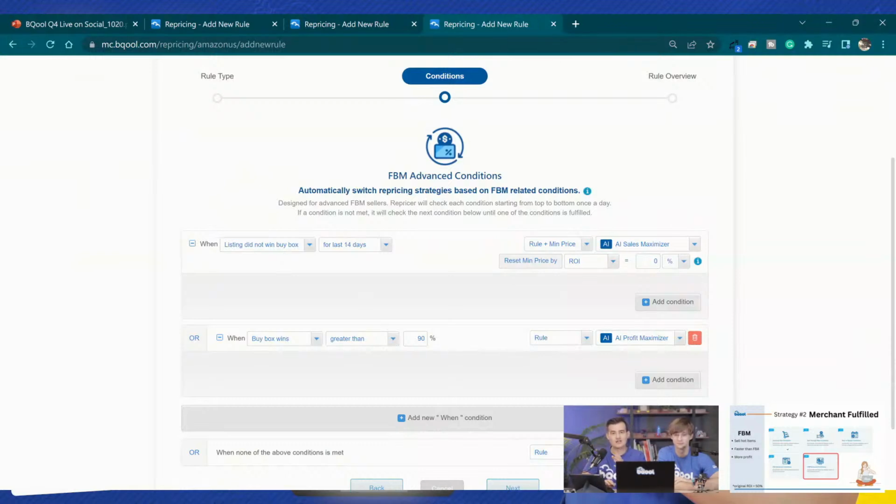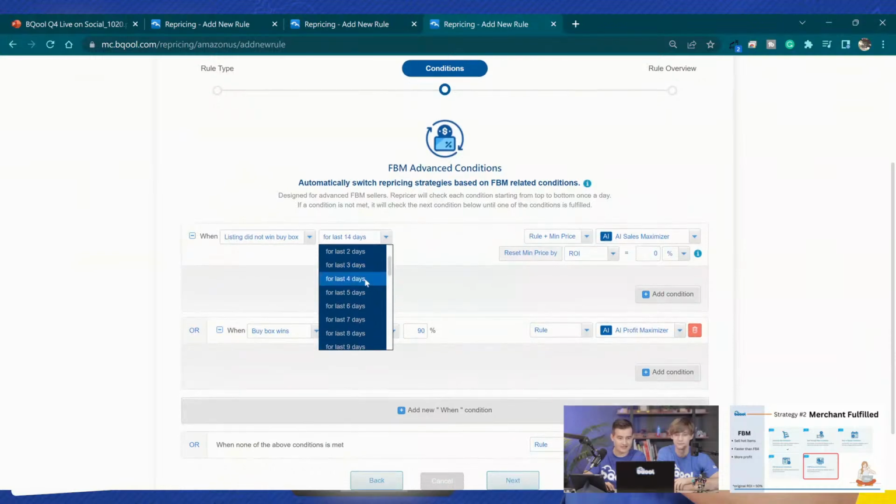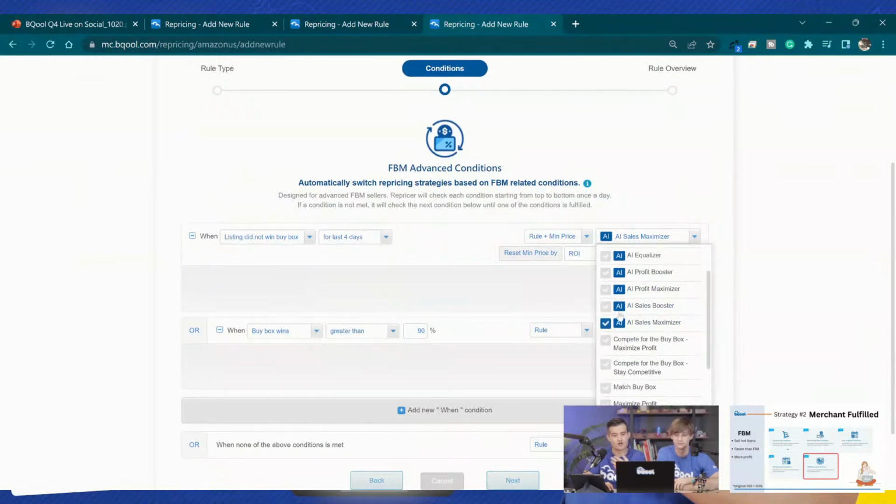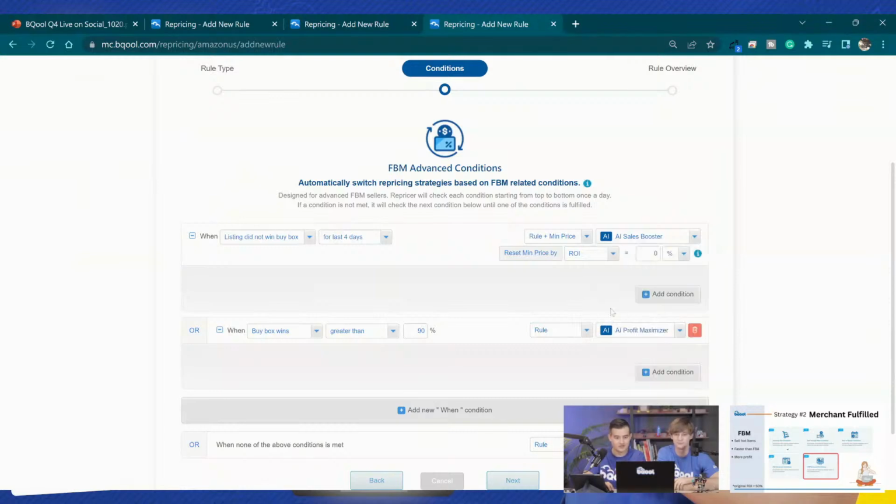One is for items that you want to sell quickly. You want to just sell out quickly, and you want to be in the buy box. So you can select the listings that did not win the buy box, for, let's say, the last 4 days. And then you could change it to a more aggressive rule. Let's say you started out with the AI equalizer. You can now put it into the sales booster.